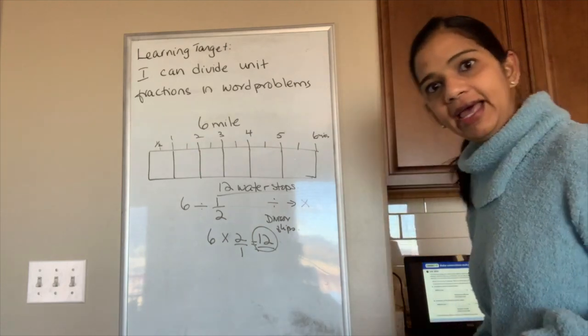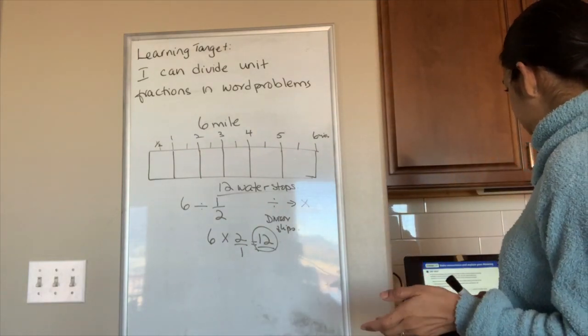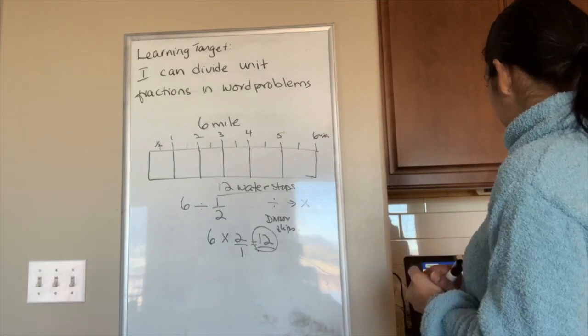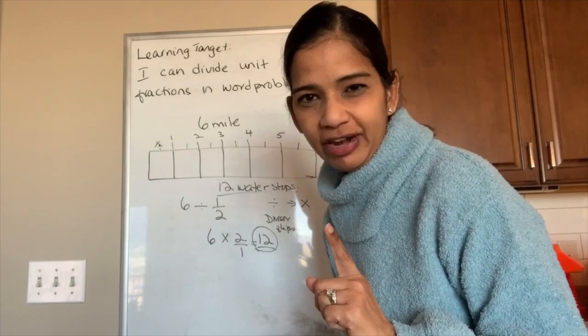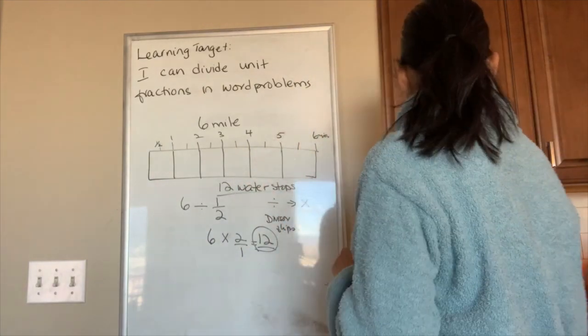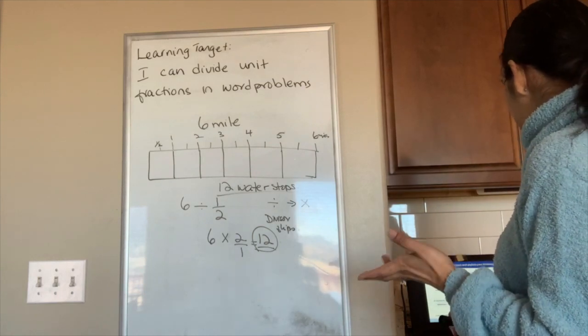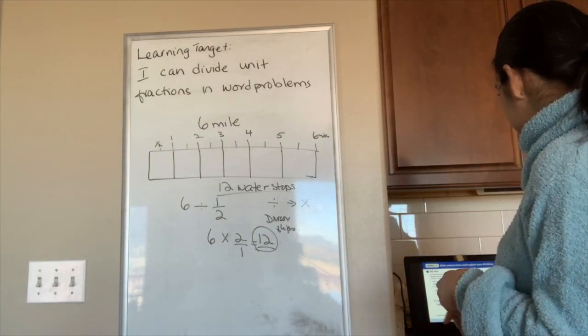So let's look ahead a little bit, and it says, on the previous page, you used a visual model to solve a word problem involving dividing a whole number by a unit fraction. You guys remember what a unit fraction is? The numerator is always 1. Yep. So you can use equations to represent and solve these types of problems. So let's look at this word problem.